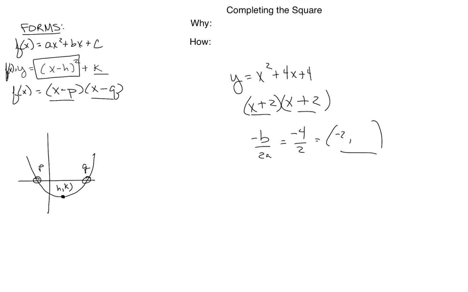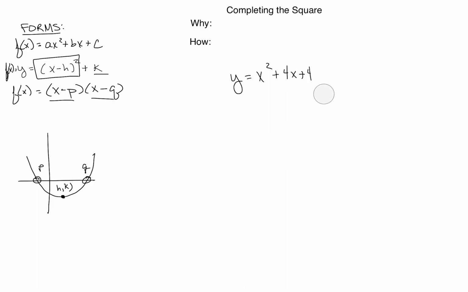We have our two intercepts. We are quickly able to graph this parabola, know what direction it's headed, and have our main points. But what happens when we have something that we can't easily graph? What if we have x squared plus 4x plus 2?